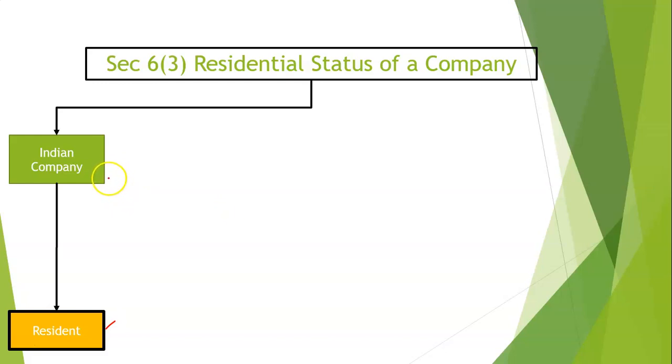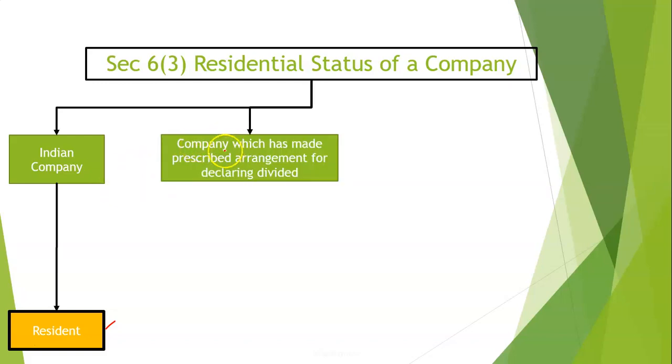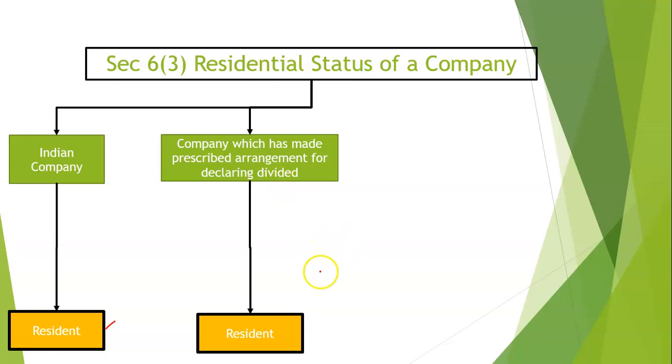For now, just understand this. An Indian company is a company registered as per the laws of our country. Alright. Next, the next categorization is wherein a company which has made prescribed arrangements for declaring and paying dividends. You will have a detailed study of this category of companies as well. Just understand, herein we are talking about certain companies who have made certain special categories of arrangements for declaring and paying their dividends. Now, if they have made such arrangements for paying and declaring dividend, they shall also be a resident. So, Indian company and a special category company.